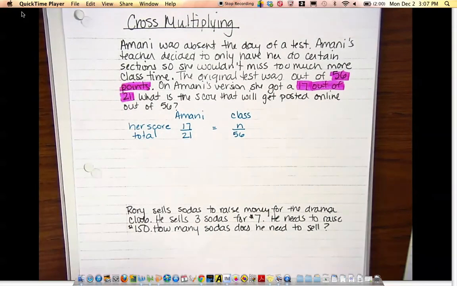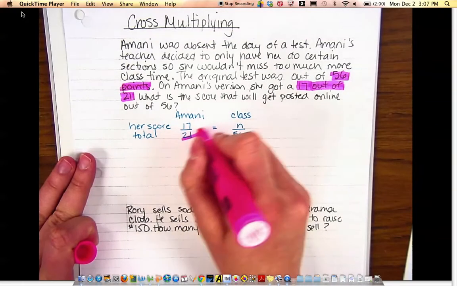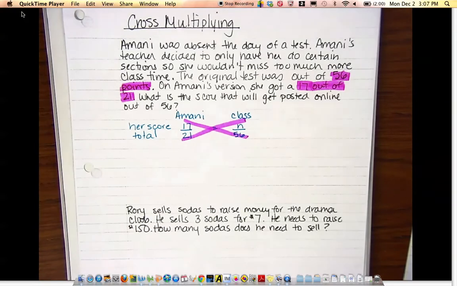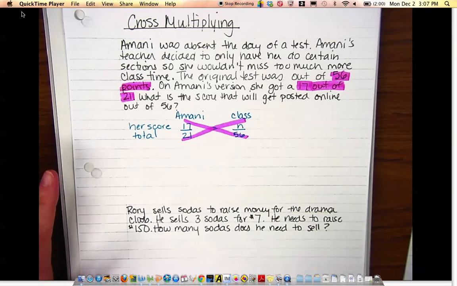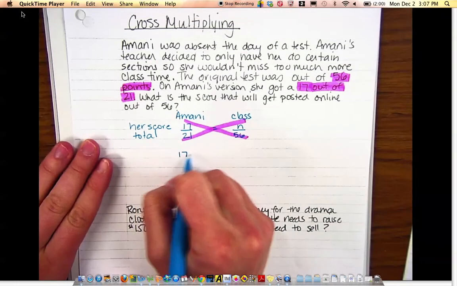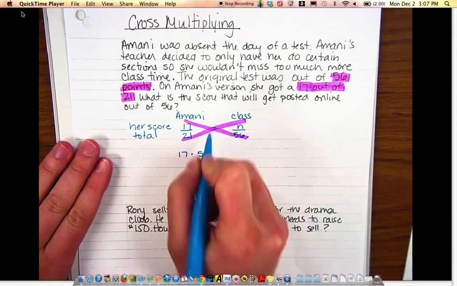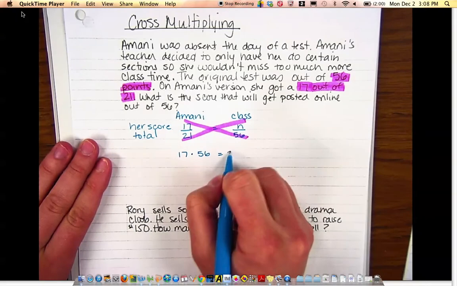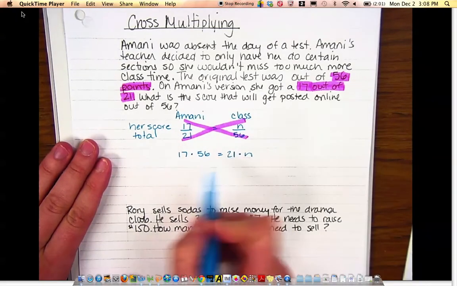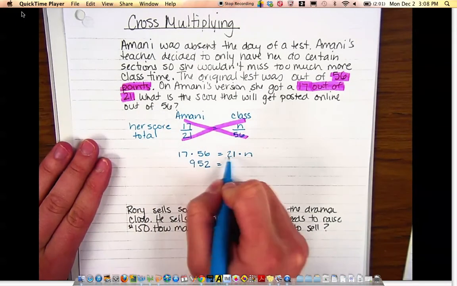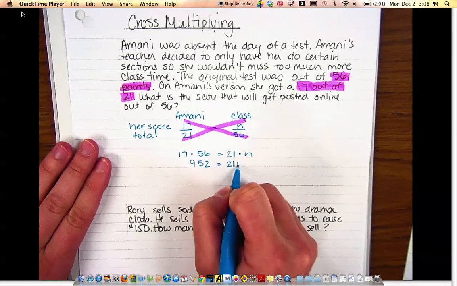And cross multiplying says that I can multiply the diagonals to find the missing piece. This does require that you be able to do one-step equations. So I'm going to do 17 times 56. That's this diagonal. And I'm comparing that to 21 times n. So 17 times 56 is 952. 21 times n is simply 21n.